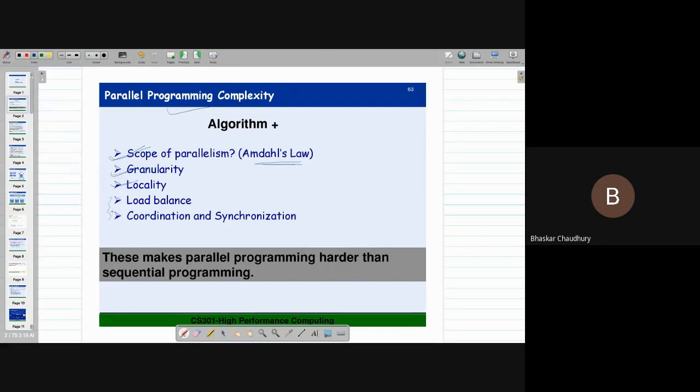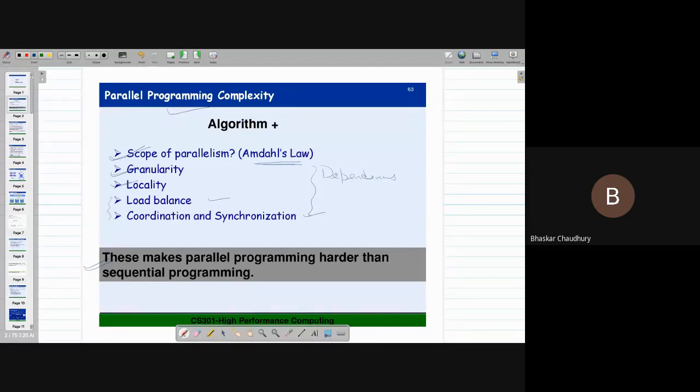These are the concepts which you need to understand in a better way when you are doing your assignments, because these are very practical concepts: load balance and coordination and synchronization. We are going to discuss the important issues in load balance and coordination and synchronization. So now we really know why parallel programming is significantly harder compared to sequential programming. Also there are many other concepts which I have not listed here, for example, dependencies, which is very important, and then concurrency, etc.